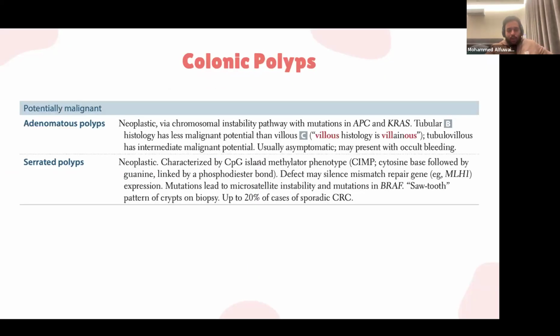Now, the more important ones, which are the more dangerous ones, are the colonic polyps. Colonic polyps that are neoplastic. So you have 2: number 1, adenomas, and number 2 is serrated. Okay. Now we'll talk about them one by one. Adenomatous polyps arise from mutations in what gene? Number one, I want you guys to tell me what gene.